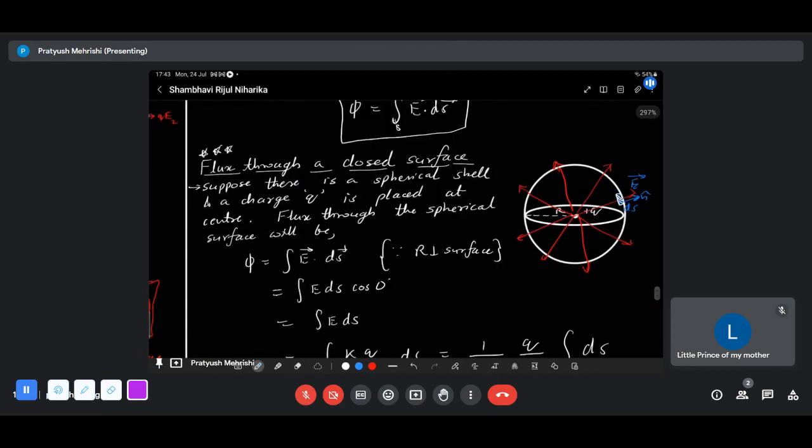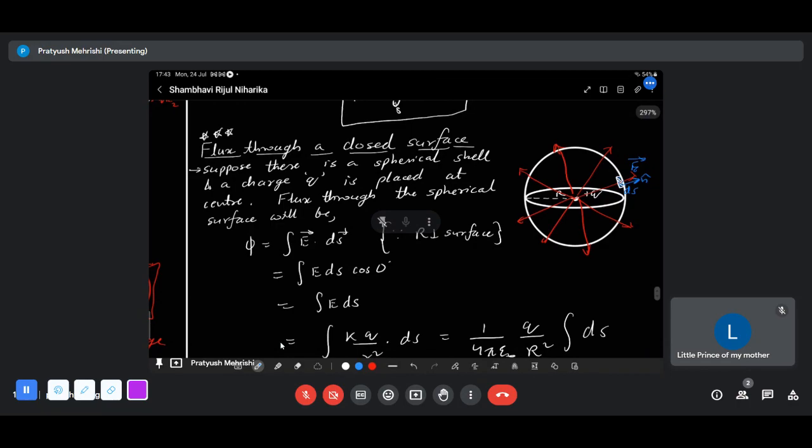Now, let us assume that there is a spherical ball and this ball is having a charge small q which is placed at the center. What will be the flux through the spherical surface? We will use that formula, integral of E dot ds. What is ds? ds is ds cos theta.